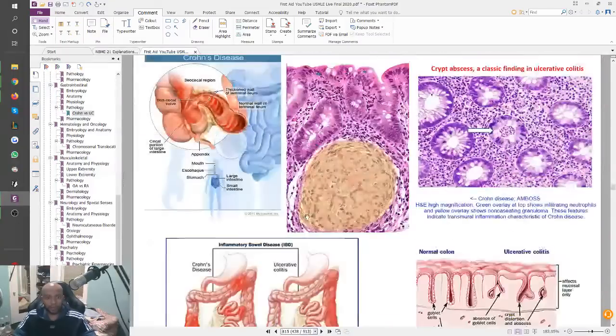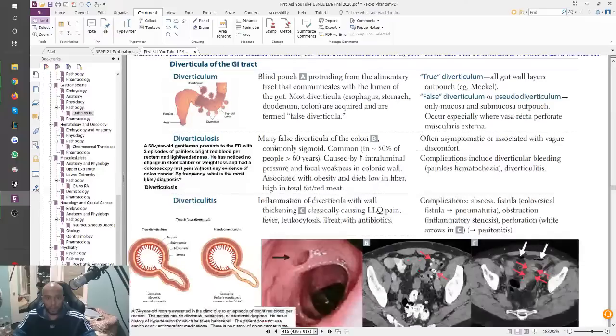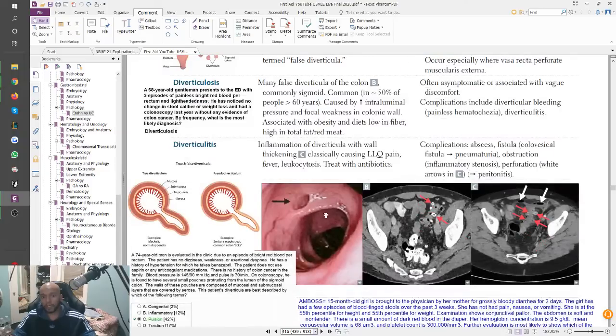Diverticulitis, right? Inflammation of the diverticula with wall thickening, classically causing lower left quadrant pain, fever, leukocytosis, treat with antibiotics. Complications can be abscess, fistula, obstruction, which can cause your constipation, and perforation. You're seeing how there's outpouching here, tiny outpouching, and it's always really problematic.